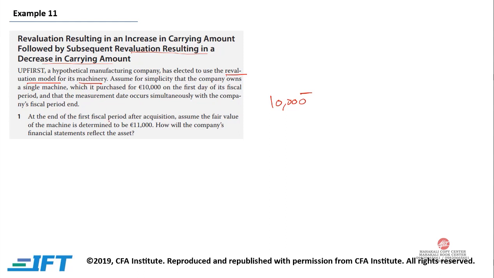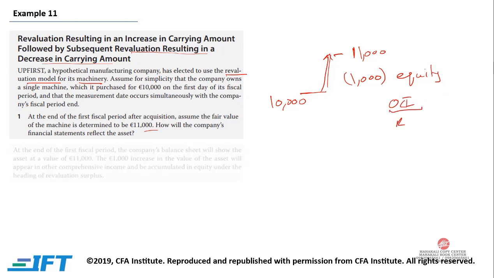At the end of the first fiscal period after acquisition, assume the fair value of the machine is determined to be 11,000. So from 10,000 it goes up to 11,000. How will the company's financial statement reflect the asset? The difference of 1,000 will go to equity, and specifically it will go to other comprehensive income, in the revaluation surplus account.